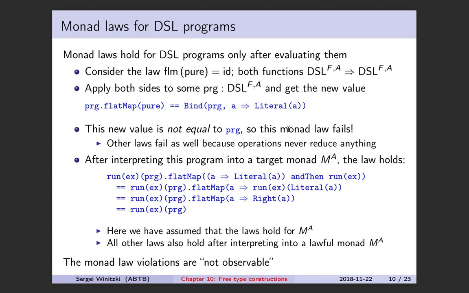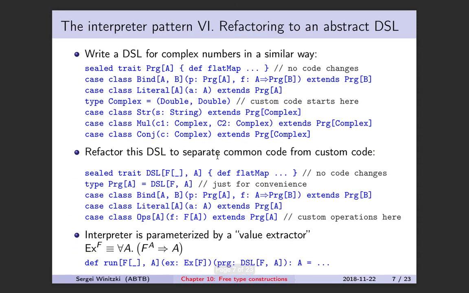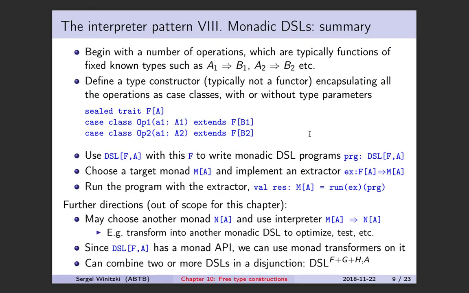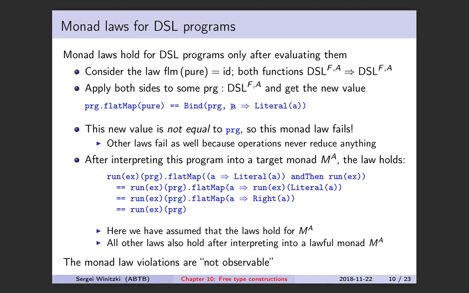So it means that this monad law fails, and we find that other laws also fail, because those laws usually say that something is equal to something, but all our operations, if you look at the implementation of flat map and map, all they do is put more case classes on top of things. They don't actually simplify anything ever. So for this reason, it cannot simplify this to PRG. It will create a new bind, and all the other monad operations will create new case classes and never reduce anything. So basically the laws fail if you demand that they hold literally like this. So our data structure DSL is not a lawful monad. It does not satisfy the laws.